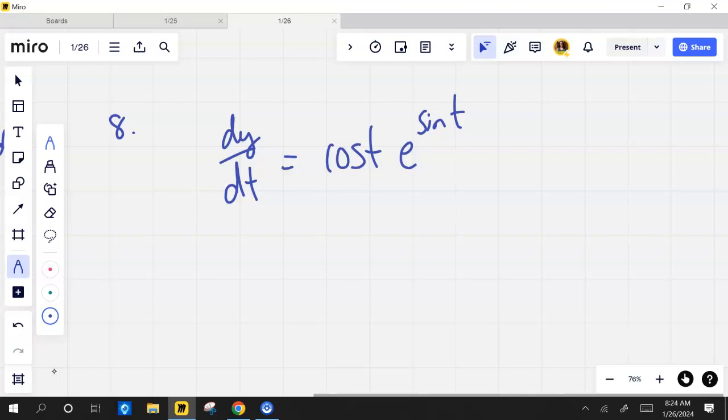Now, here's where I know we're going to have to stop for just a second because this is where we have to think through our chain rule when you think about antiderivative.